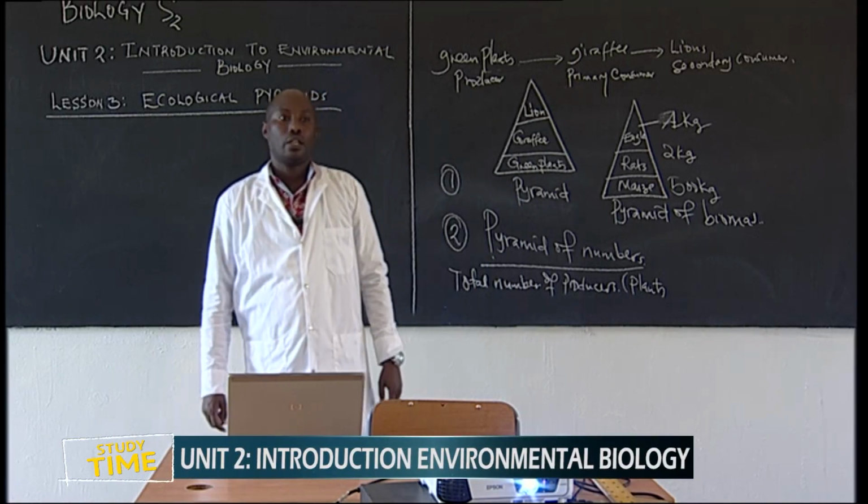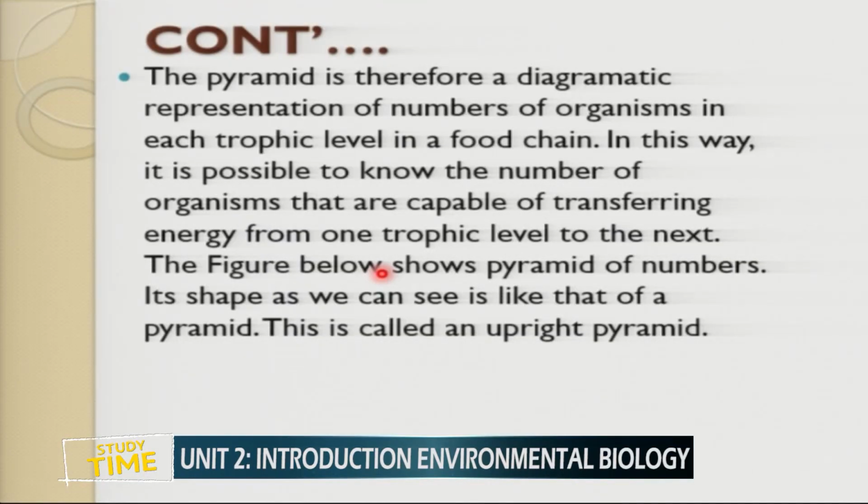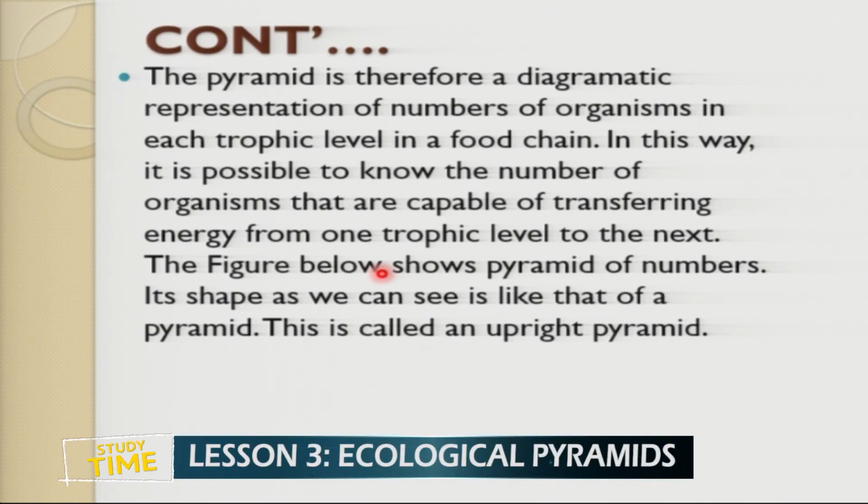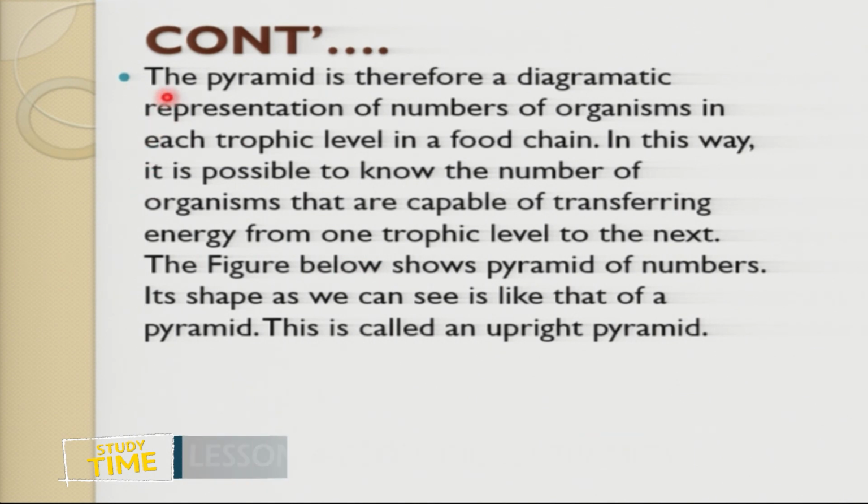Let's talk about it. The pyramid of numbers is therefore a diagrammatic representation of numbers of organisms in each trophic level of a food chain. You can take note of that definition. So in this way, it is possible to know the number of organisms that are capable of transferring the energy from one trophic energy level to the next.